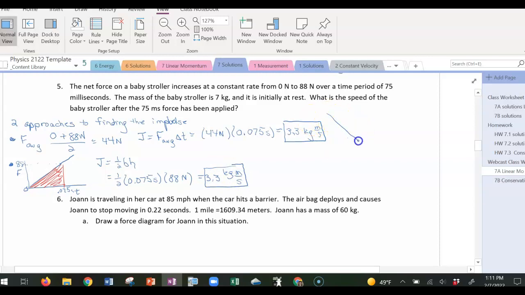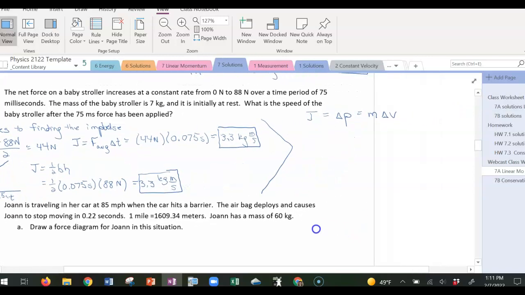Now that I have that, I'm going to go to the impulse momentum theorem, which tells me that the amount of the impulse equals the change in the momentum, which equals the mass times the change in the velocity. Actually, it equals the mass times the final velocity minus the initial velocity. And the thing I'm looking for is the speed at the end of the impulse, right? So I'm looking for the final velocity. So therefore, I could just solve for final velocity.